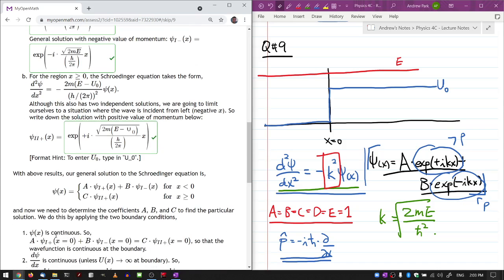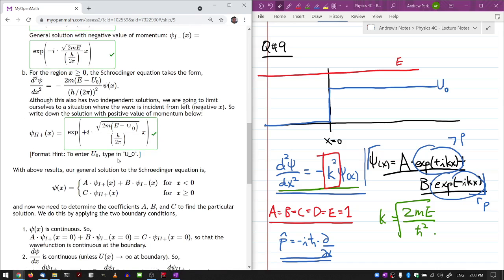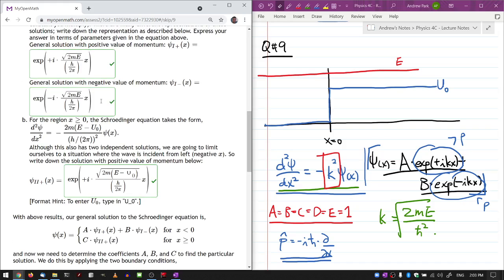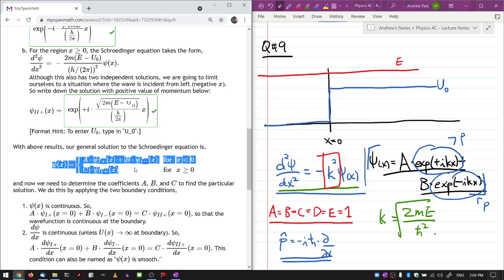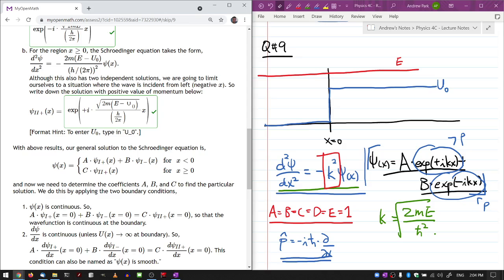Okay, so correct answers. Those are the general forms of the solution, and this is where it's getting at. With the above results, our general solution to the Schrodinger equation is this form of solution, where you've written down psi one and psi two, both in terms of positive and negative momentum.